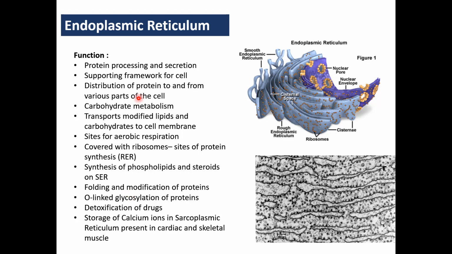Next, we move on to endoplasmic reticulum. Basically it provides the structural framework for the cell, and these are some of the functions. It helps in protein processing and secretion. It acts as a supporting framework for the cell. It helps in the distribution of protein to and from the various parts of the cell. It helps in carbohydrate metabolism. It also transports modified lipids and carbohydrates to the cell membrane. It has sites for aerobic respiration.